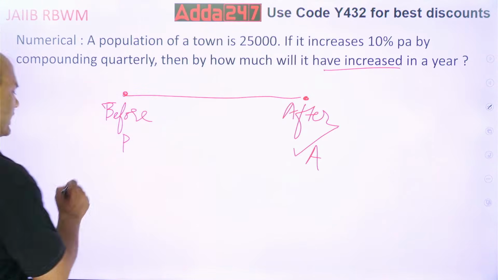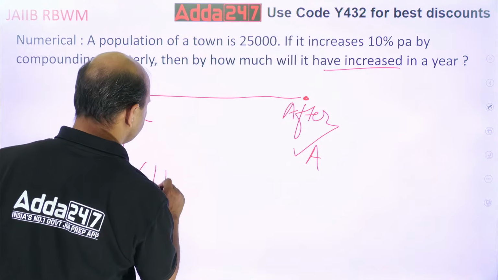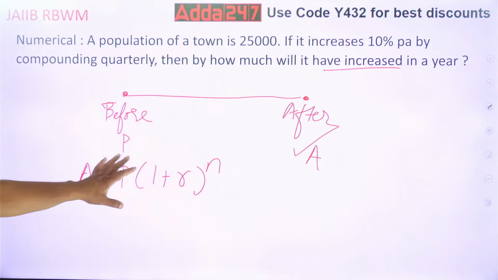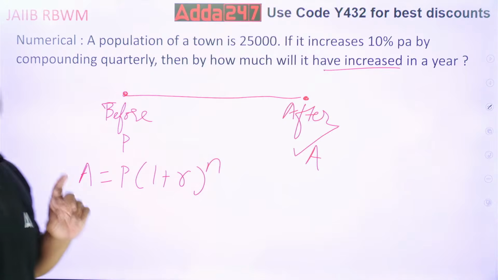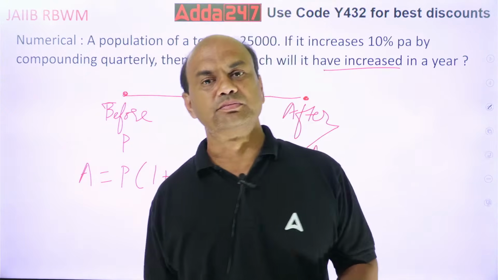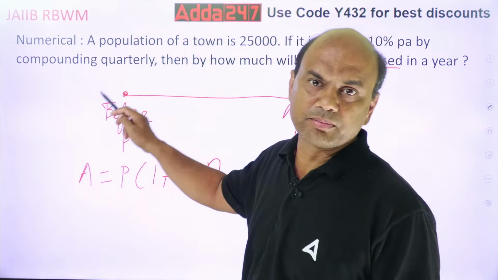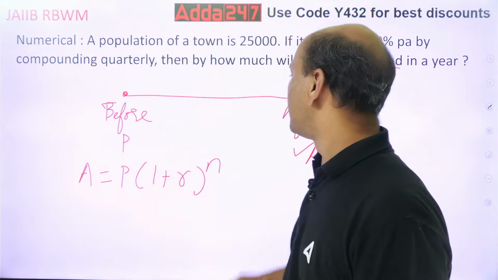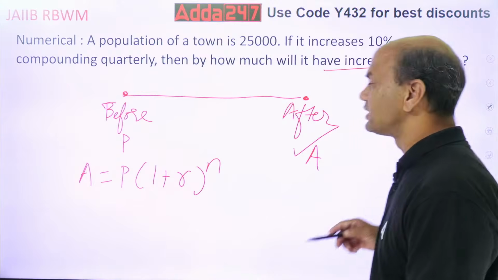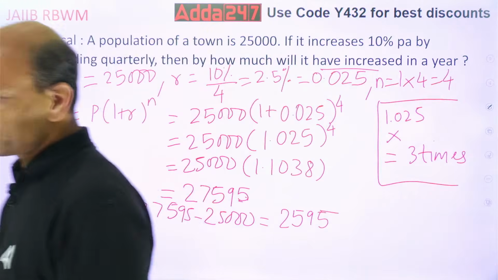Then the formula is A equals P into 1 plus R raised to N. The remaining formula is simple, but first you must understand what is actually asked in the exam. Are they asking after or before? After is A, before is P. So now let's solve this.